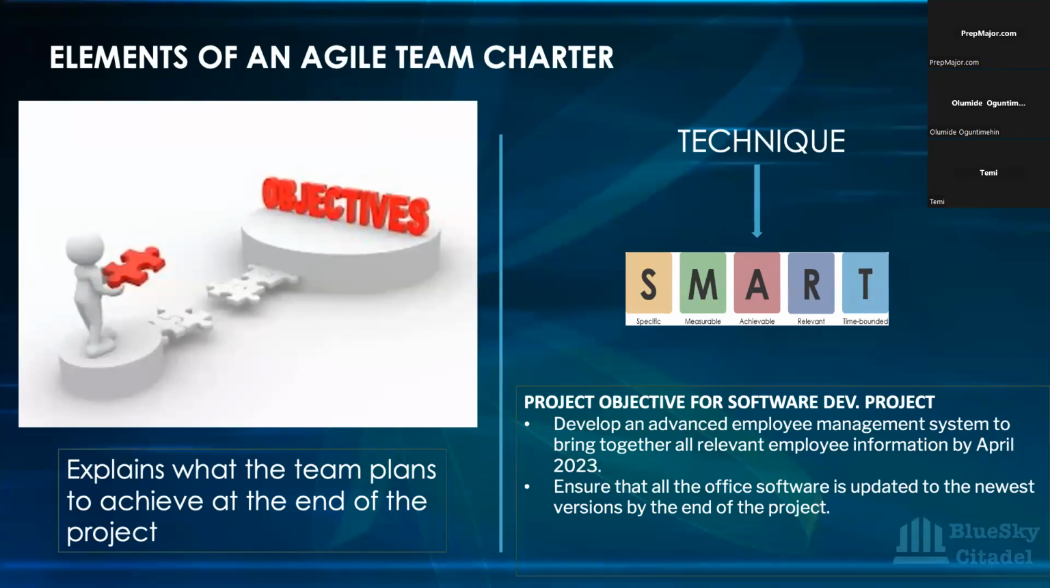Or you could say, ensure that all the office software is updated to the newest version by the end of the project. You can measure this as well, because you can know all the software that the company is using, and you want to make sure that they are up to date, and you want to develop it to make sure that all the software is up to date. So I'm just saying that your objective should be specific to your project.